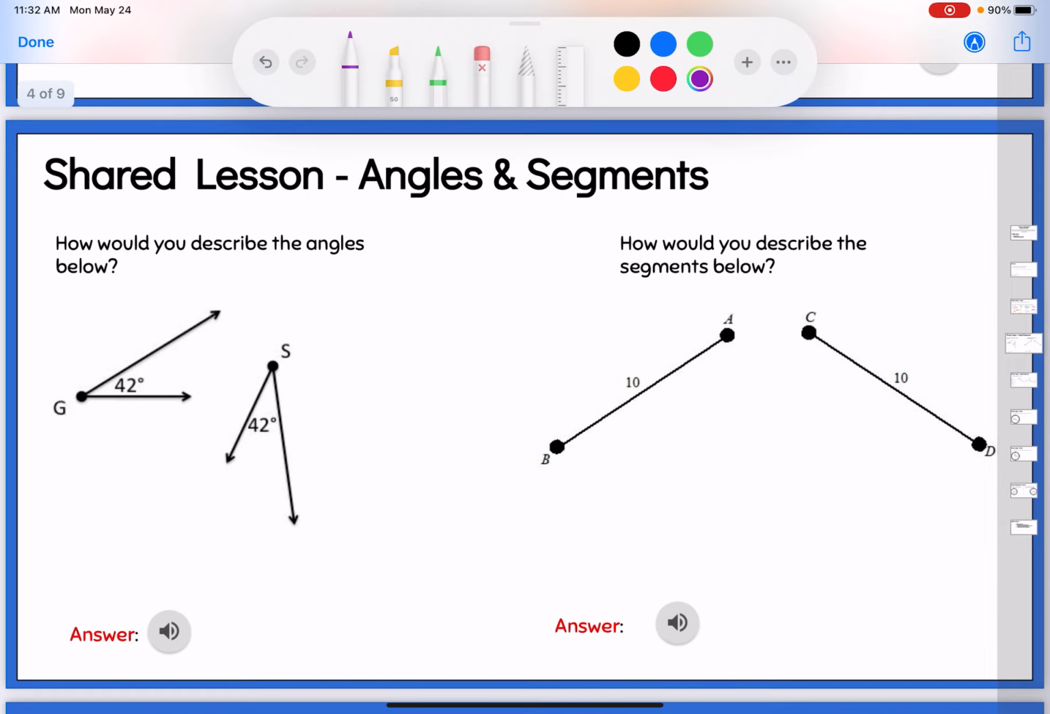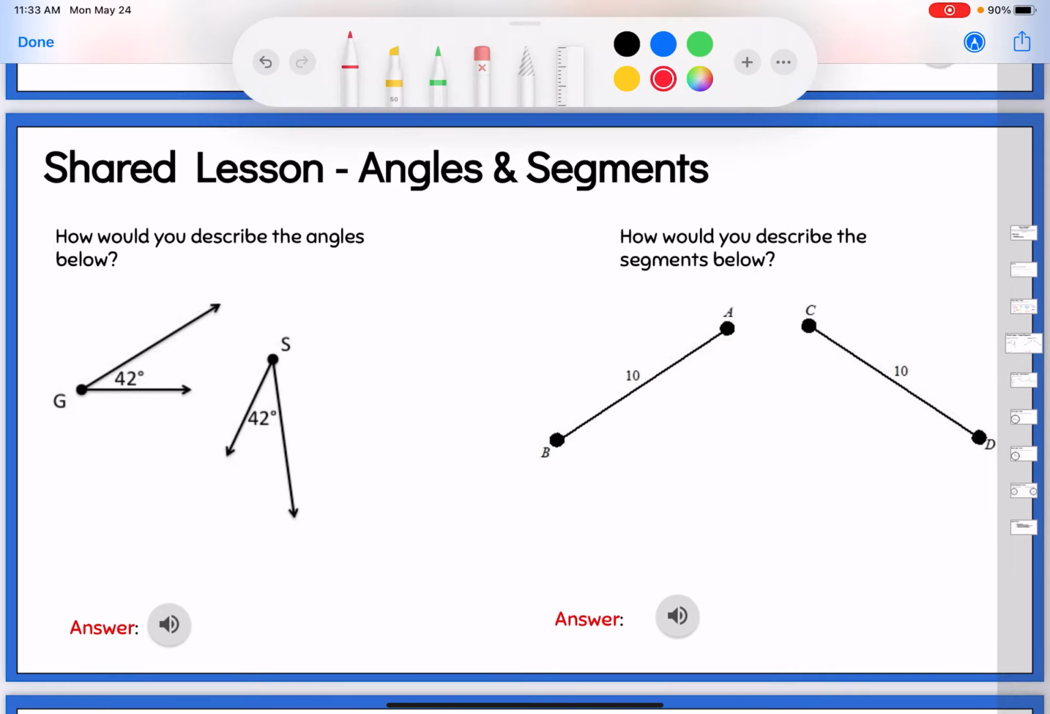Now, take a look at just these first 2 angles over on the left, angle G and angle S. How would you describe them? Yeah, you probably would say that these 2 angles are acute. They're less than 90 degrees. But you might also say that they have the same measure, right? They're both 42 degrees. Interesting.